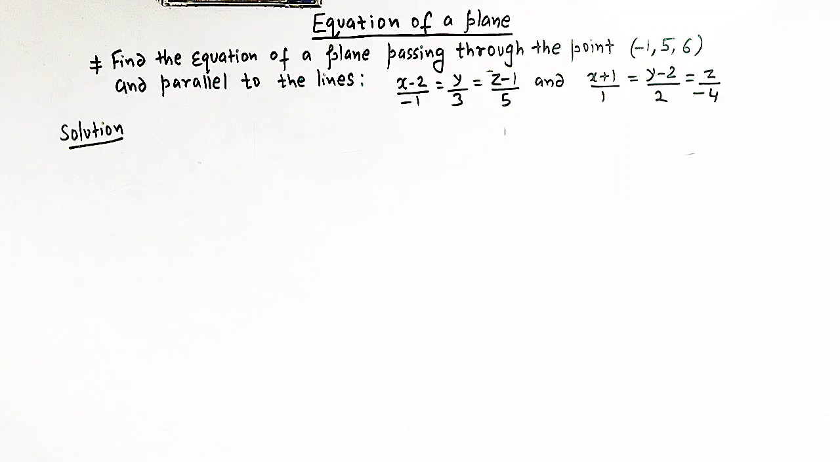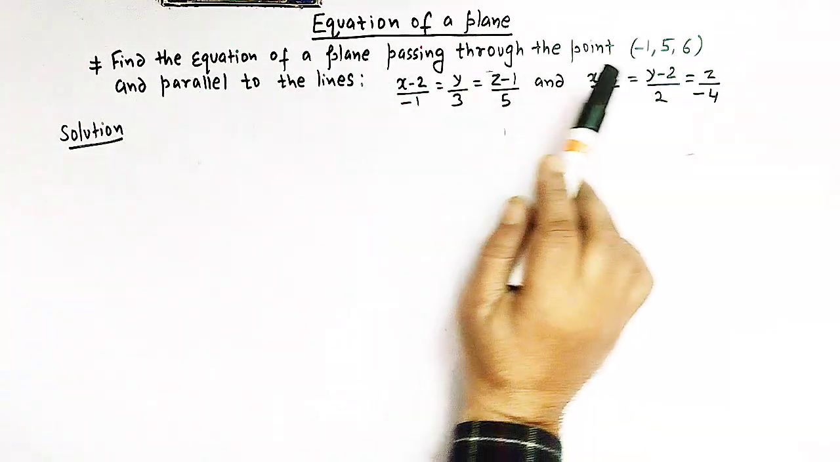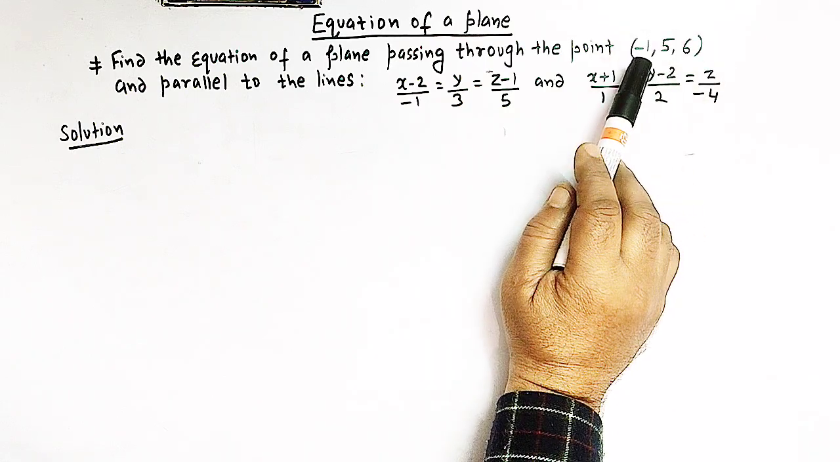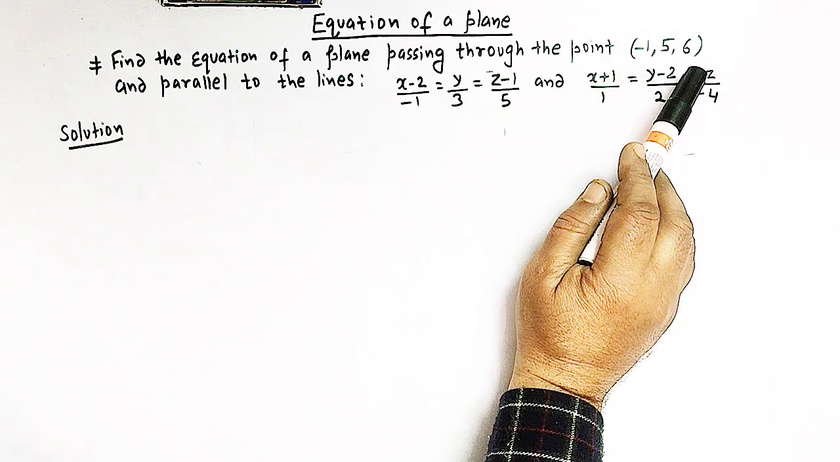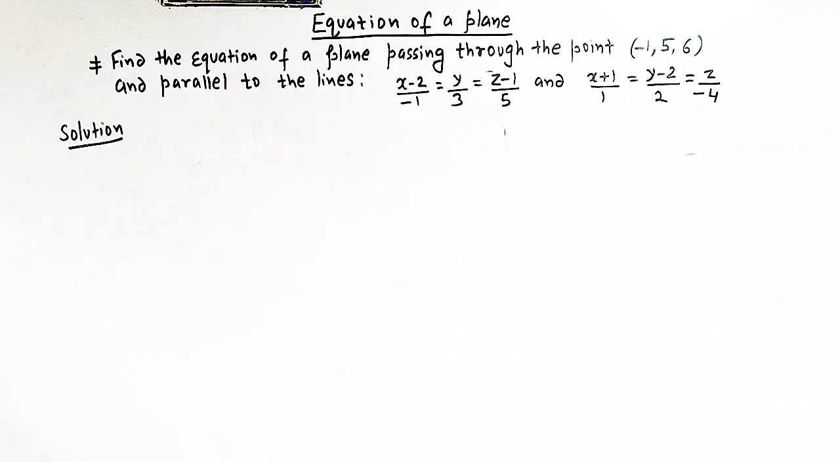Hello, viewers. In today's session, we are going to discuss another important and conceptual problem from three-dimensional geometry. Here we are given a problem where we have to find the equation of a plane passing through a given point (-1, 5, 6) and parallel to these two given lines.